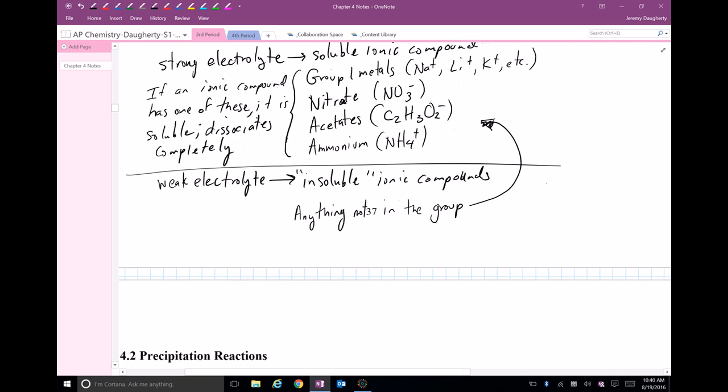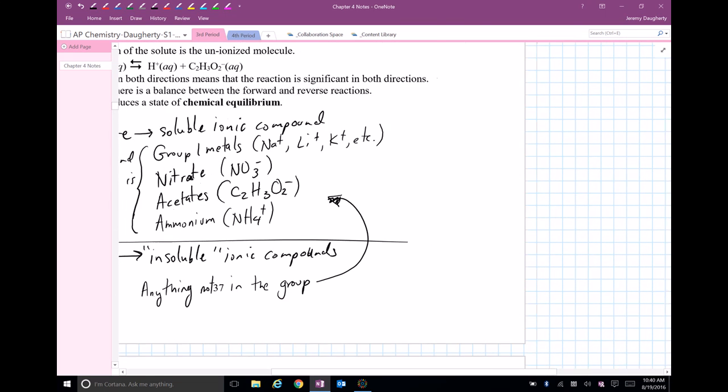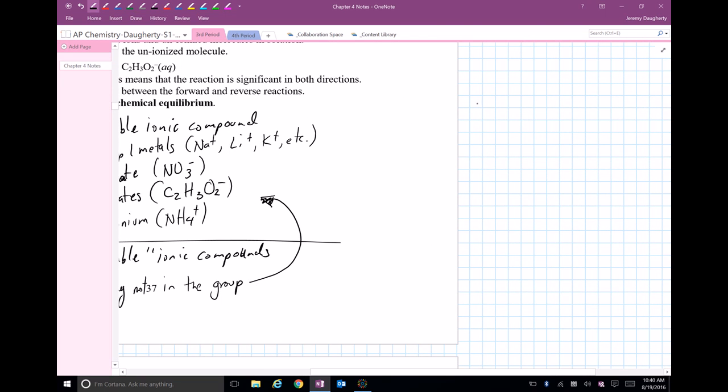So let me show you an example of a strong electrolyte. Again, this is going to be any soluble ionic compound. So let's use something like magnesium acetate. Let's go through this naming here. This is an ionic compound, so that means that the magnesium and the acetate are ions.